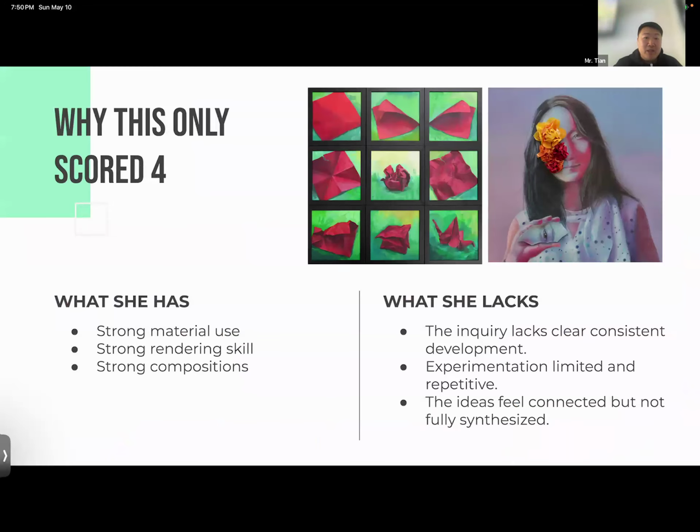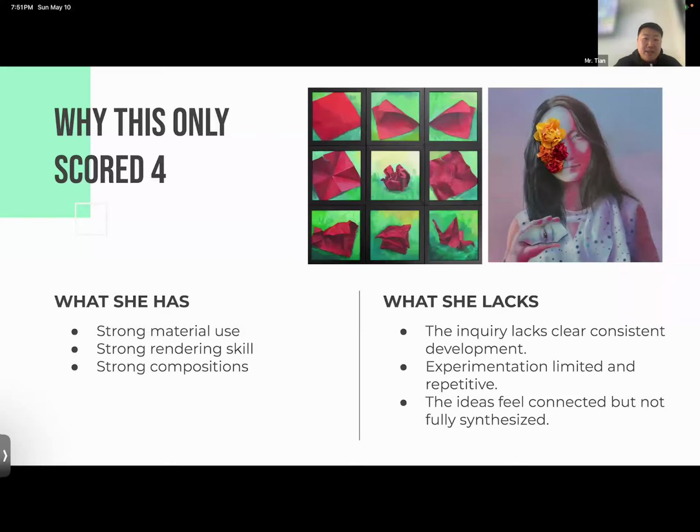Now let's take a look at the strengths first. For this portfolio, the biggest strength, of course very obvious, is definitely the art skills. The rendering skill is very strong, and the composition is professional and visually interesting. Students also use materials with confidence, but the weakness is also very obvious. First of all, the inquiry feels too general. The ideas about identity and transformation are interesting, but they are not fully developed across all works.